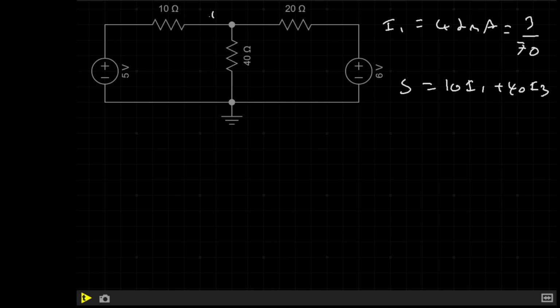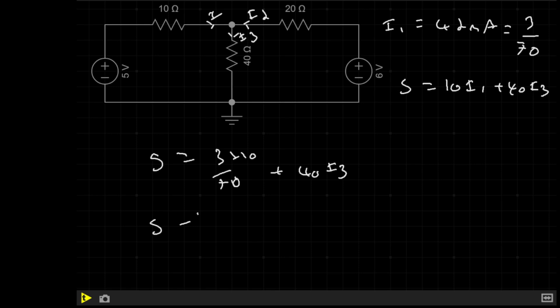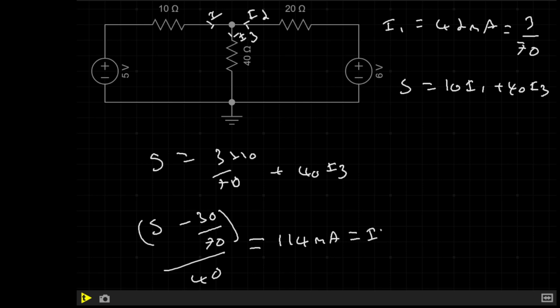So first of all, let's just redraw I1, I2 and I3 with their arrows pointing like so. And then let's combine these two equations. So we should end up with 5 equals 3 over 70 times 10 plus 40 I3, which when simplified gives us 5 minus 30 over 70 in brackets all divided by 40, which gives us approximately 114 milliamps. That's I3.